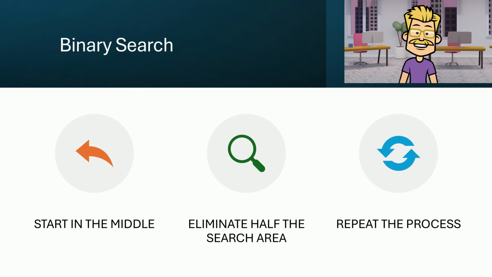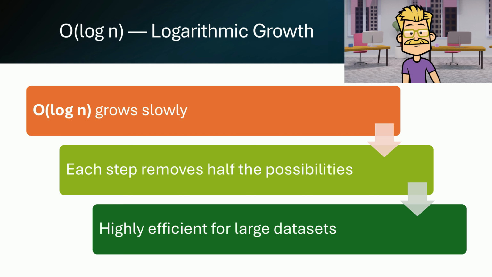For 1 million items, you need only about 20 comparisons. That's incredibly efficient. Binary search has a time complexity of O(log n). Don't worry about the math. Just remember that O(log n) grows much more slowly than O(n).